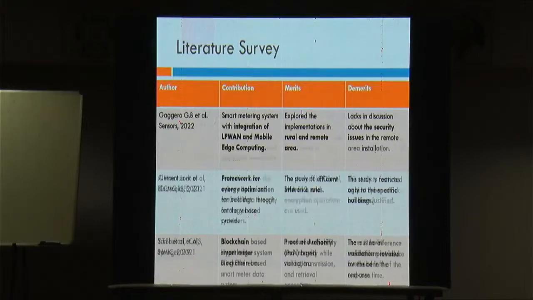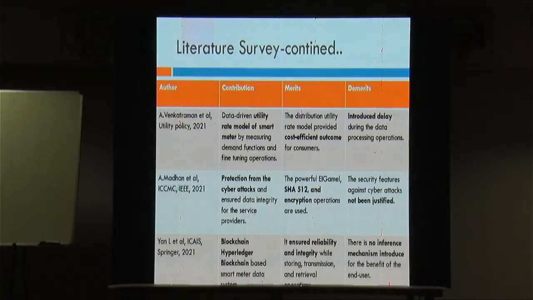Next slide. In this paper, they have provided a utility-based model. It is a cost-efficient outcome, but they introduced delay because they applied so many rules and inferences. The next one provided protection against cyber attacks. They used SHA 512 and an encryption model, but the security features were not justified. And the last one is a Hyperledger blockchain system that ensured integrity, but there is no inference mechanism.